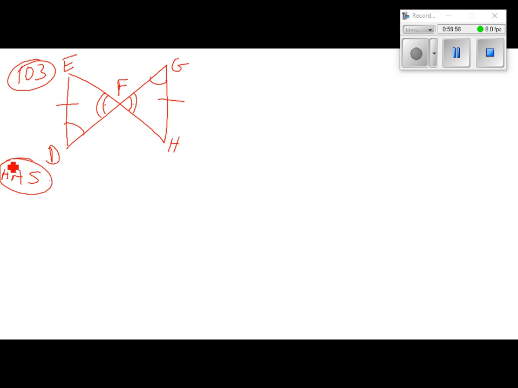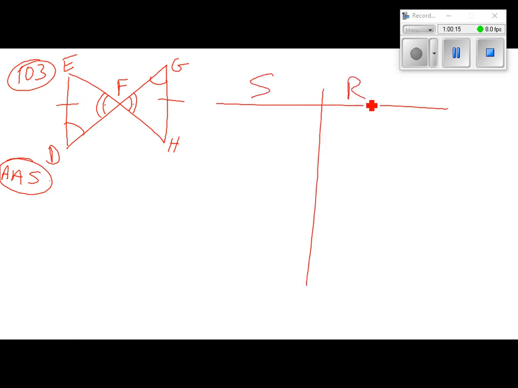Yes. Are we trying to prove the two triangles are congruent? So that's all the farther we'd have to go when we do our two-column proof. If we were trying to prove angle E is congruent to angle H, we'd go one step farther and use CPCTC. This time we don't need to do that.